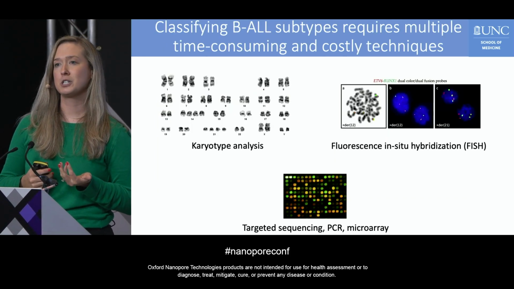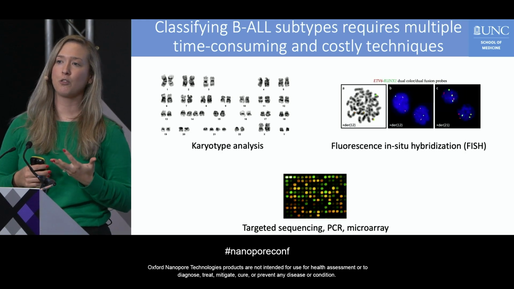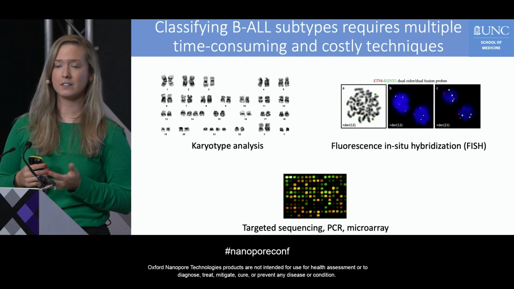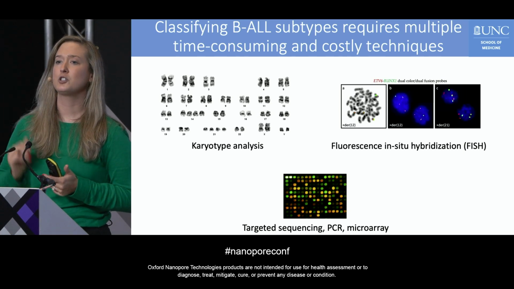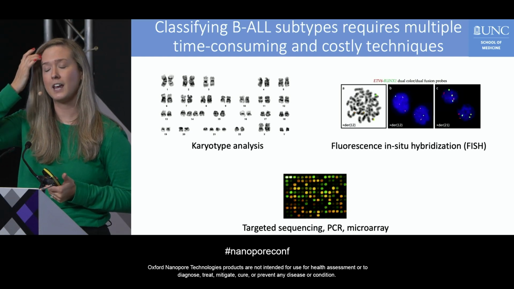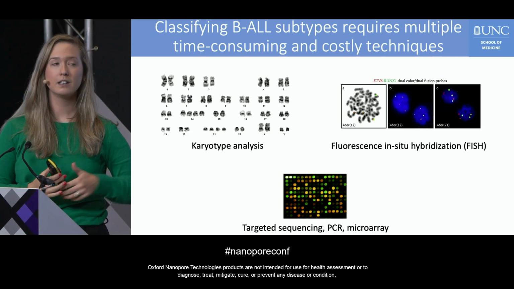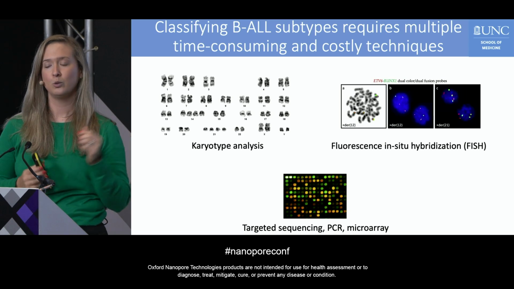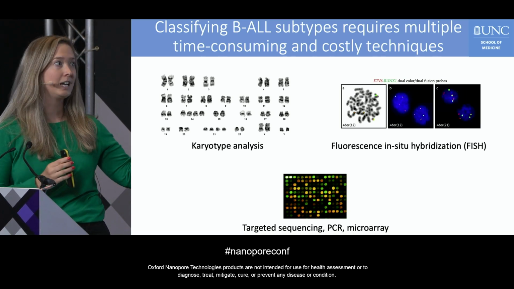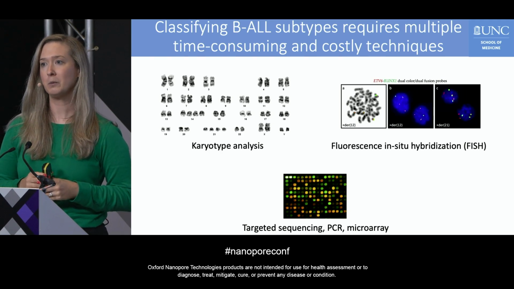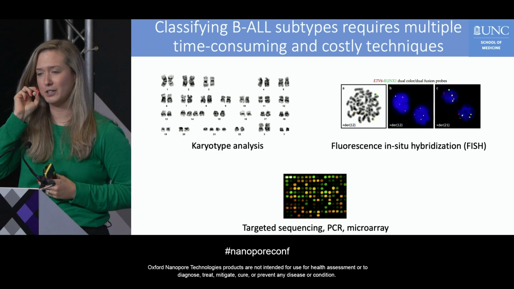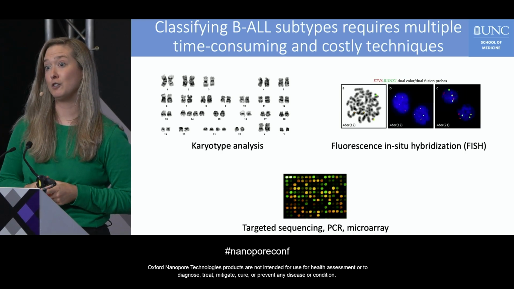So how is this actually done clinically? It's usually done through a series of different assays, one of which being karyotype analysis. This allows clinicians to visualize the different chromosomes and their numbers of copies. And so, for instance, here we can see that the blast cells from this patient contain extra copies of chromosome 21. FISH is another technique which is commonly used to detect gene fusions.